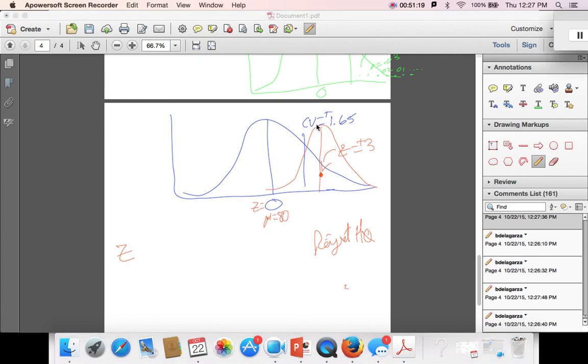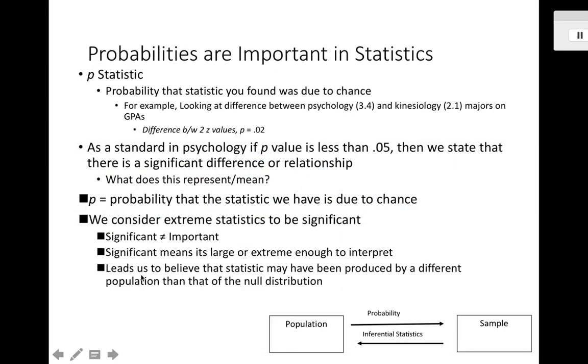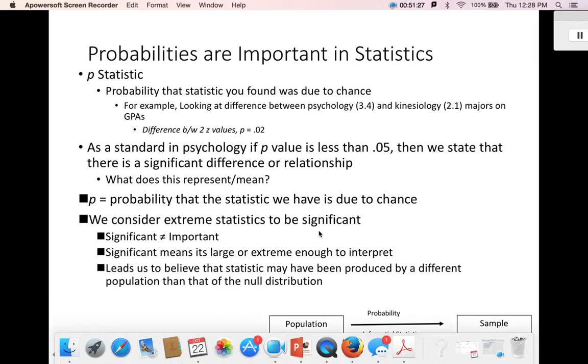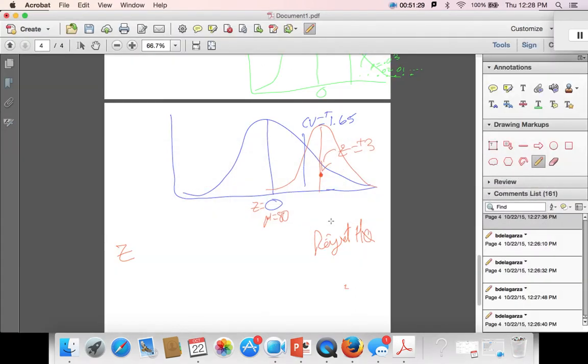That's what I mean by this statement here, leading us to believe that the statistic may have been produced by a different population than that of the null distribution. Because the null distribution assumed that my statistic should have landed right here. That's what my distribution assumes, that my statistic should have landed right here. But it didn't land right there. It landed all the way over here where I rejected the null hypothesis. So what do I do in this particular case?